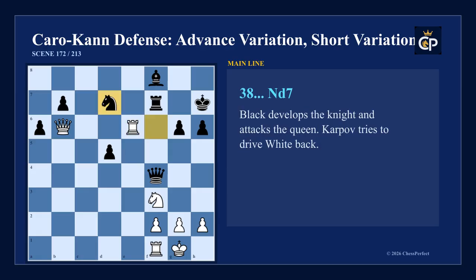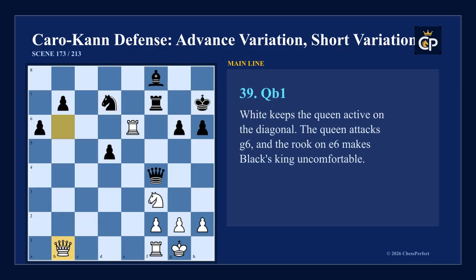Knight d7. Black develops the knight and attacks the queen. Karpov tries to drive white back. Queen b1. White keeps the queen active on the diagonal. The queen attacks g6, and the rook on e6 makes black's king uncomfortable.